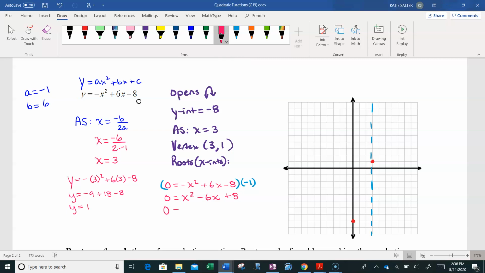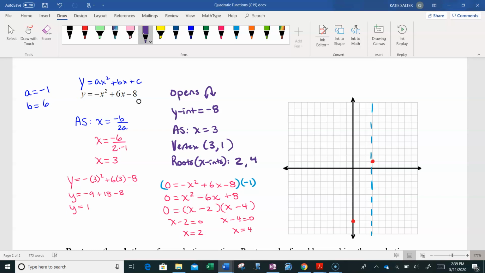Why did I do that? Because it makes it a lot easier to factor. I now have a positive leading coefficient of 1, so I can shortcut. What two numbers multiply to positive 8 and add to negative 6? That would be -2 and -4, and you can FOIL or box to check that. We then set each factor equal to 0, x minus 2 equals 0, x minus 4 equals 0, and we solve to get that the roots are x equals 2 and x equals 4.